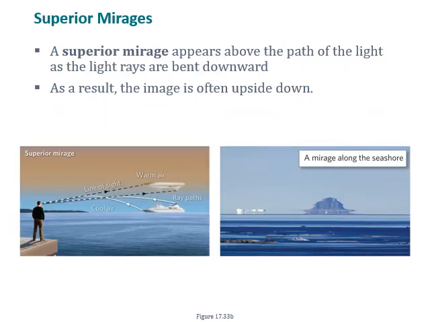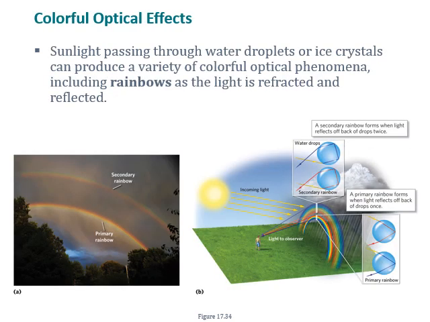Superior mirages appear above the path of light as the light rays are bent downward. As a result, the image is often upside down. So here we show a diagram of an inferior mirage and then an actual inferior mirage in a photograph. Sunlight passing through water droplets or ice crystals can produce a variety of colorful optical phenomena, including rainbows, as the light is refracted and reflected.